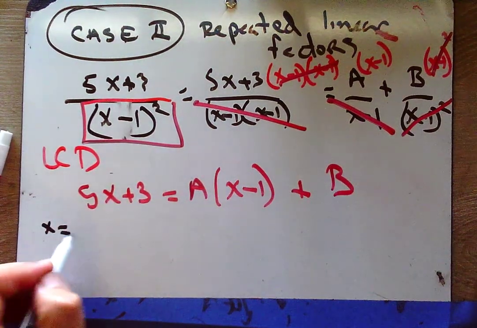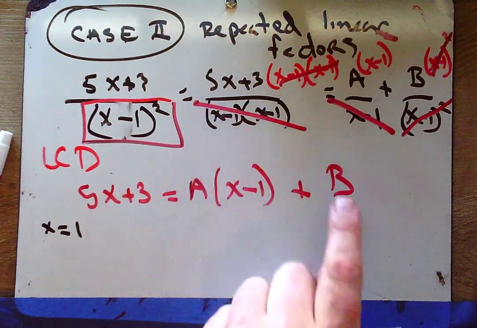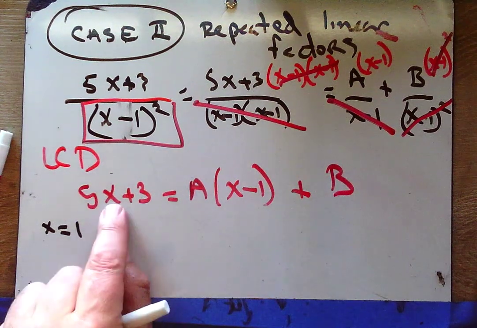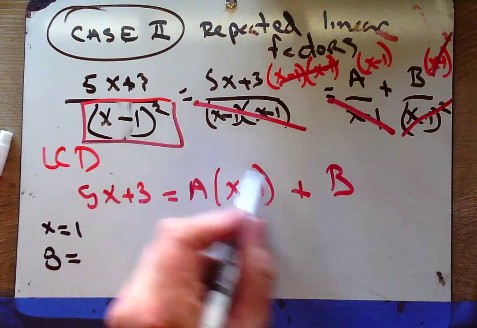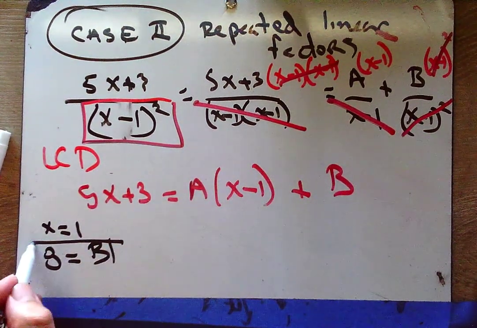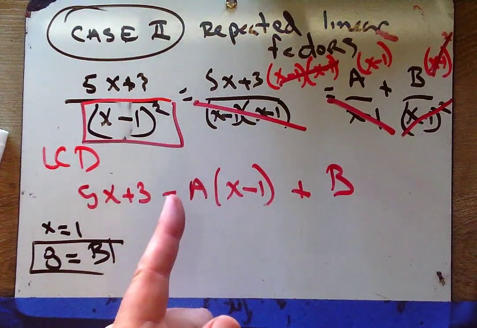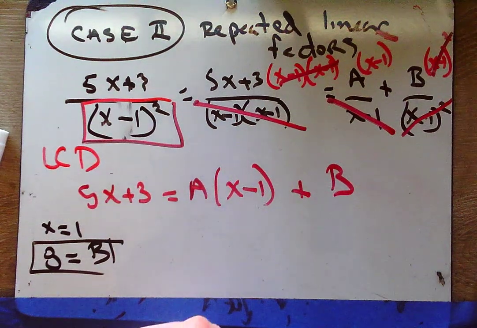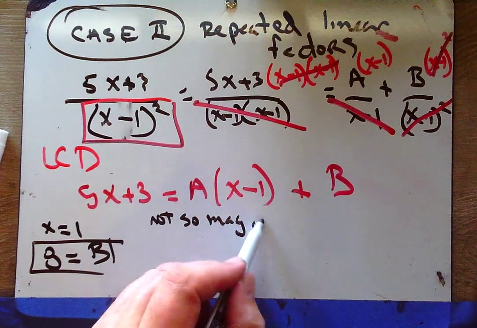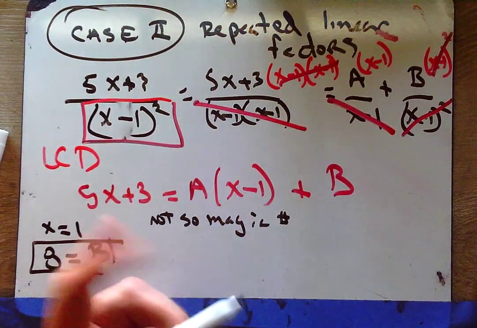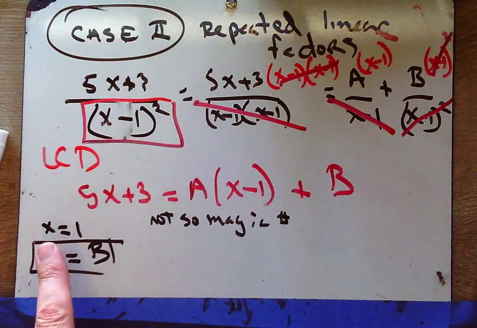With magic numbers, I'm going to say x equals 1 because 1 minus 1 is 0 and 0 times a, gone away. All I have is that b left over. If I plug a 1 in over here, 5 times 1 is 5 plus 3 is 8. And over here we have 0 plus b. And that's pretty fast. But now tell me, how are you going to solve for a? So here's what I need. I need a not so magic number. And my not so magic number, any number you want except that magic number you've already used.